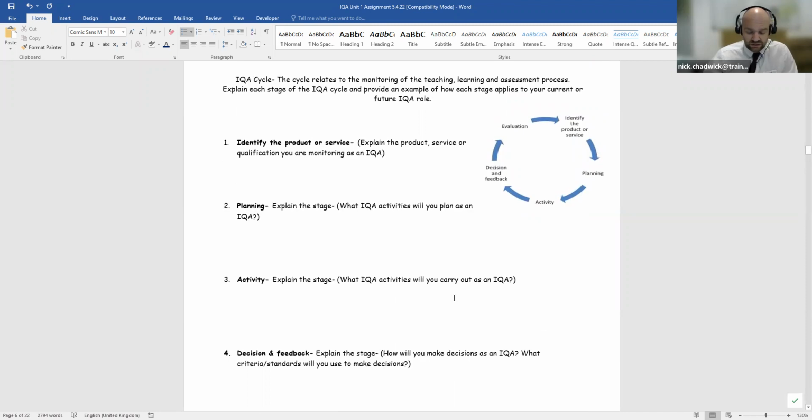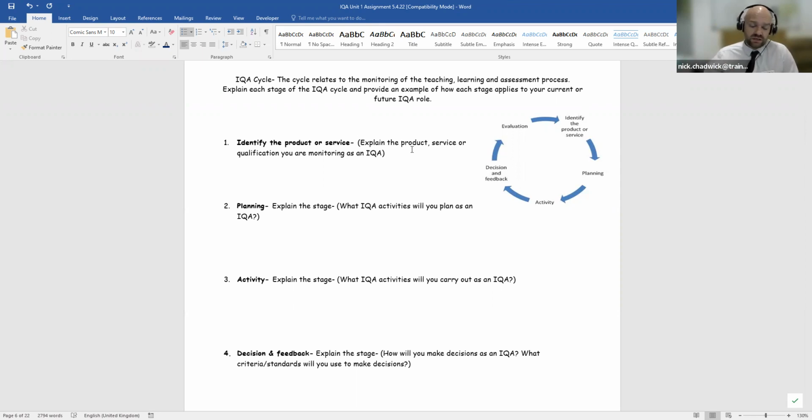Now, as an IQA, I would like for you just to give me some ideas of the product or service that you are going to be monitoring. So I'd like for you just to explain what happens at each of the 5 stages, but to tell me, okay, what you are going to be monitoring within perhaps your current or future IQA role. So explain the product or service or the qualification that you're monitoring, and also perhaps who you are monitoring as well. So whether that's teachers, trainers, or assessors.